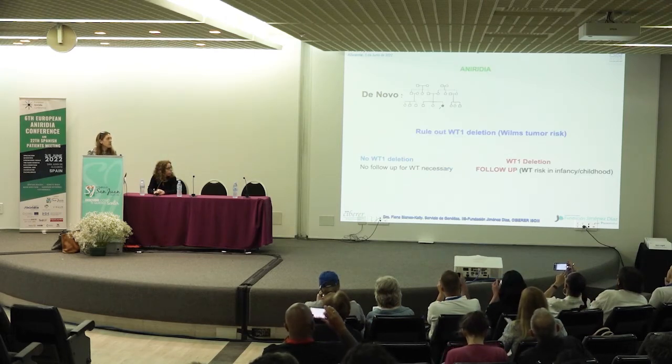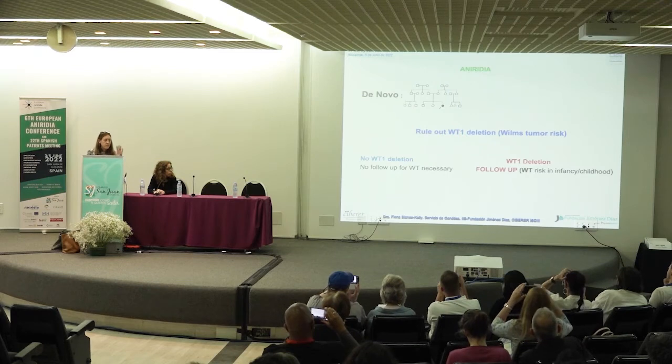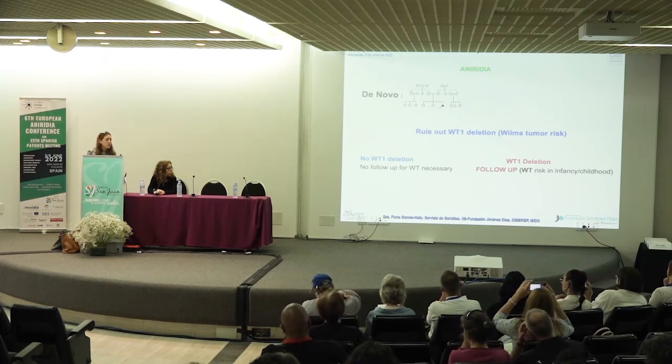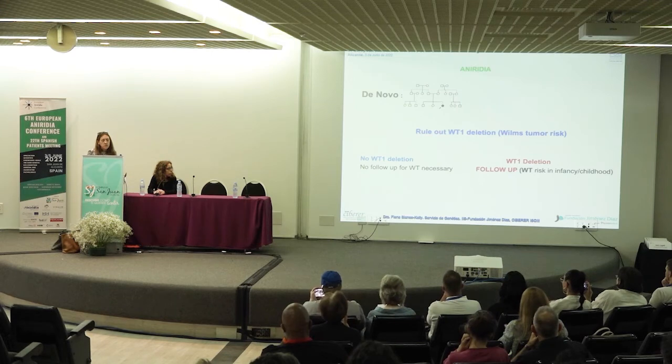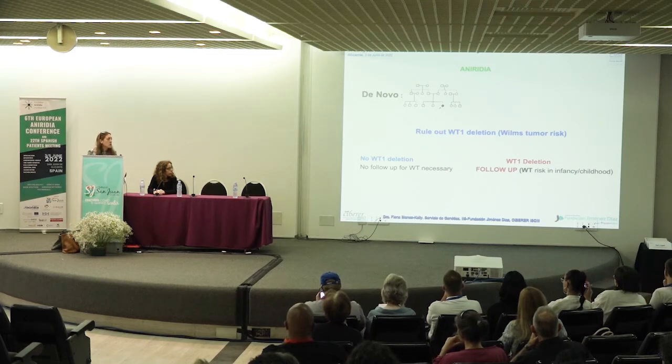In sporadic cases, when we don't have a family picture where we already know whether there's likely to be a Wilms tumor or not, the first thing that we have to do is to rule out WT1 deletion. And in this sense, what we are ruling out or trying to find is whether the patient has a syndromic form of aniridia or not. So whether they need further follow-up apart from the eye or just the eye.